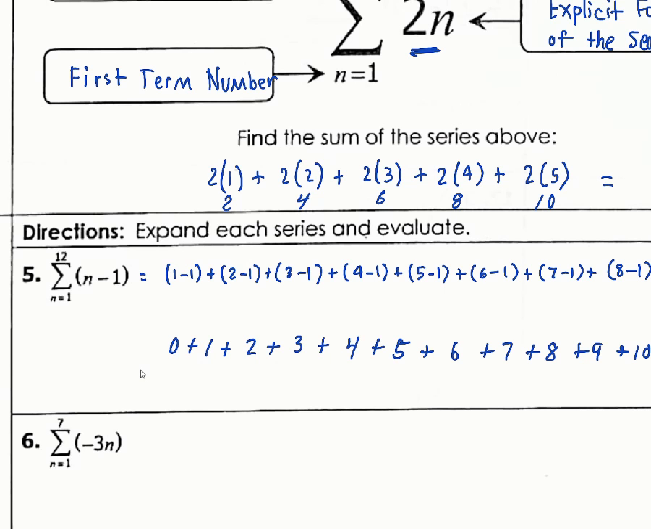What is 0 plus 1? 1 plus 2? 3. 3 plus 3? 6. 6 plus 4? 10. 10 plus 5? 15. 15 plus 6? 21. 21 plus 7? 28. 28 plus 8? 36. 36 plus 9? 45. 45 plus 10? 55. 55 plus 11? 66. So my answer, the sum of this series, n minus 1, from the first term to the 12th term is 66.